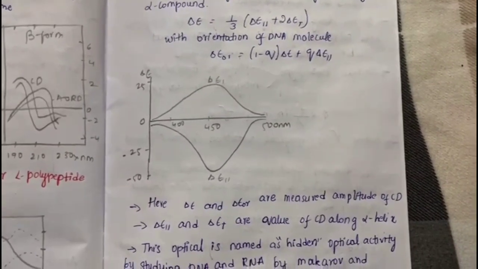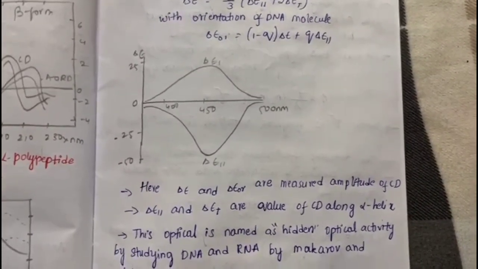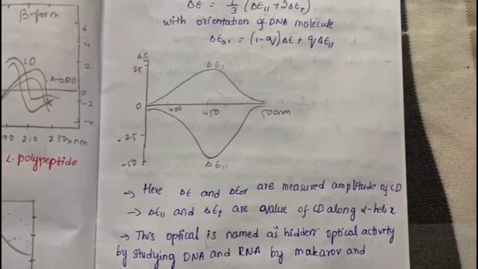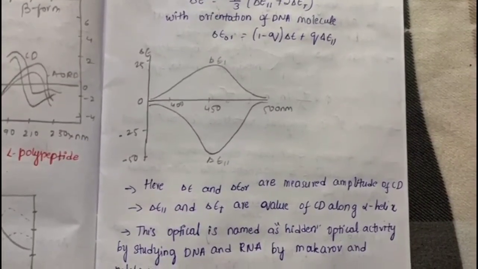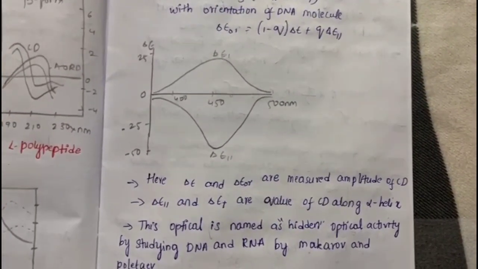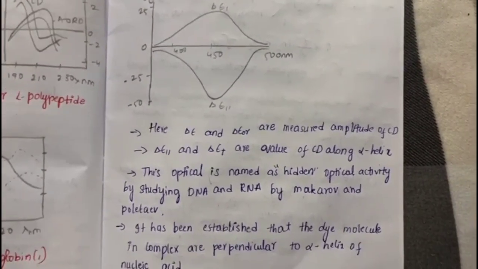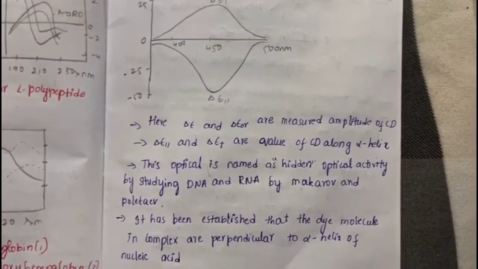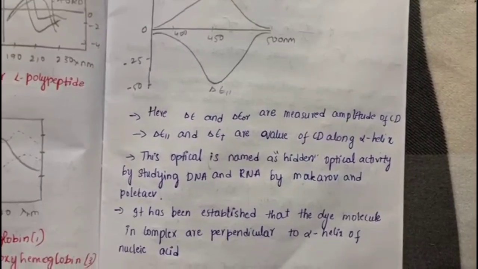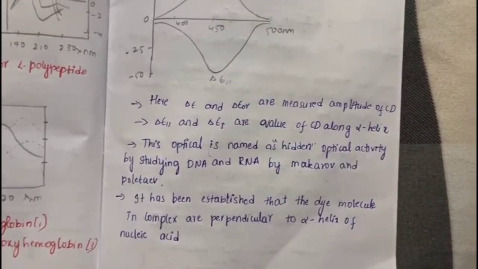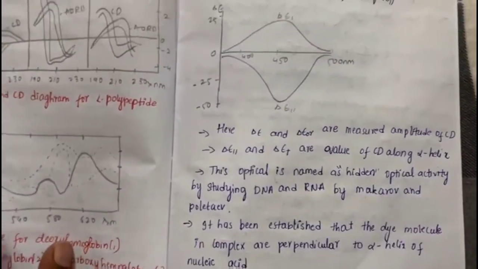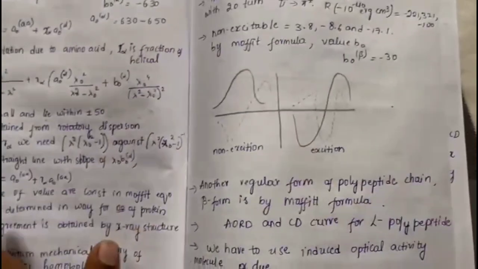This optical activity is named as hidden. Optical activities were studied in DNA and RNA by Makar and Pollet. It has been established that the dye molecules in the complex are perpendicular to the alpha axis of the nucleic acid. So this is all about the optical activity of the biopolymers.